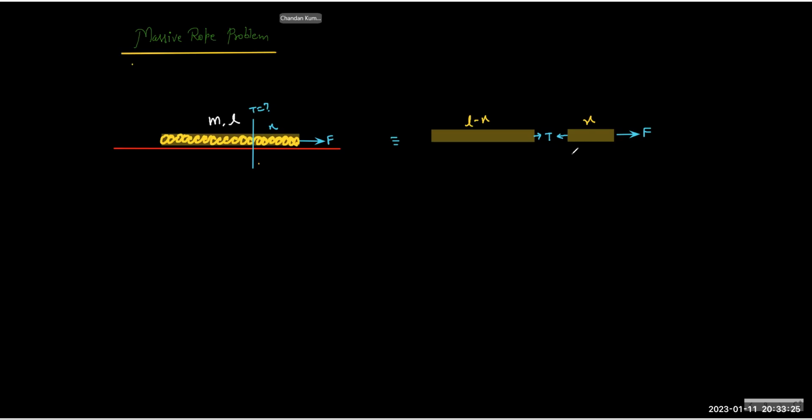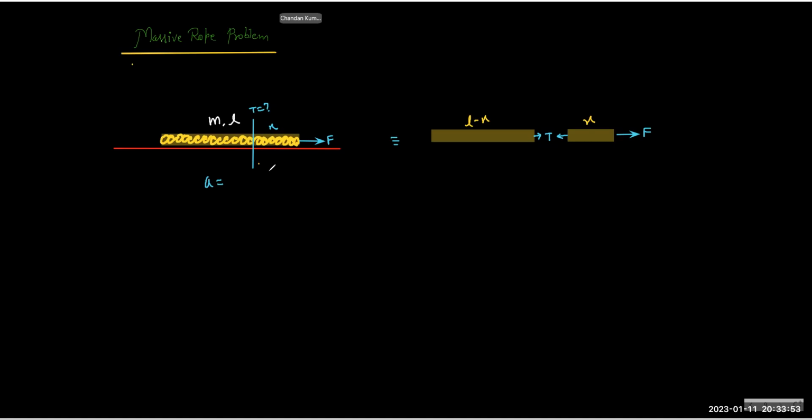Now, although I have shown you the tension and all, this is a single piece of rope. What will be the acceleration of each piece? Same or different? Same. So will they move with different acceleration or the same acceleration? Same actually. So acceleration is going to be the same.